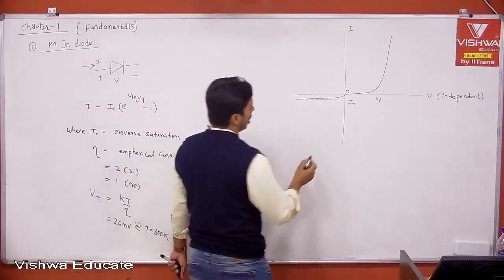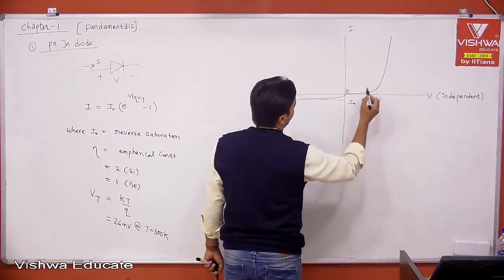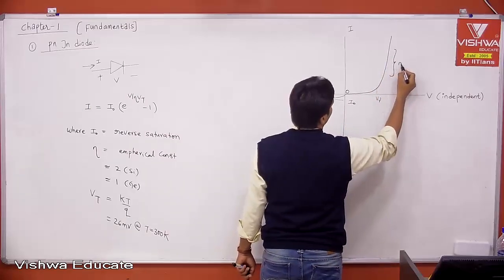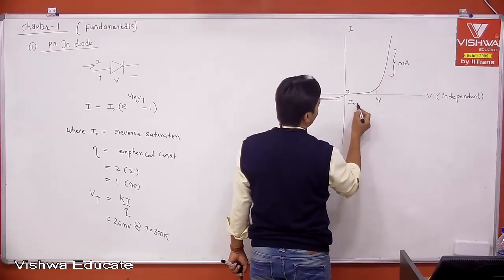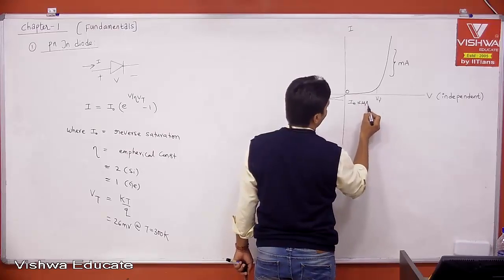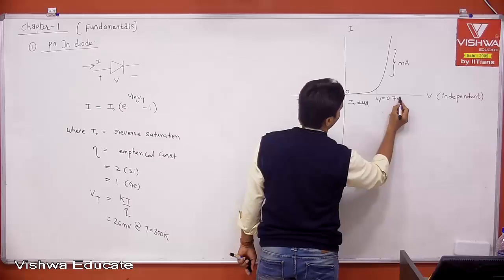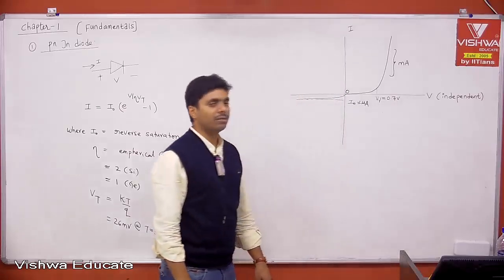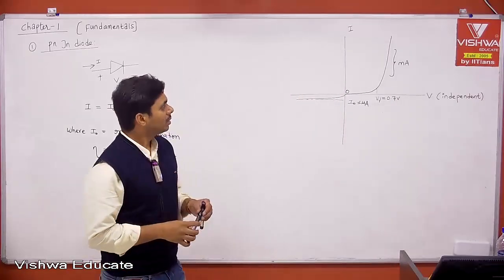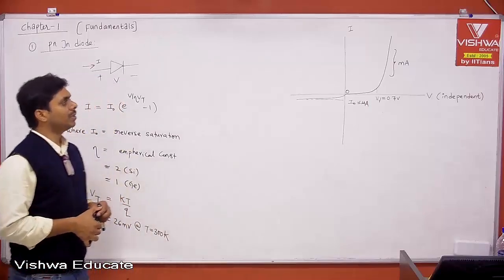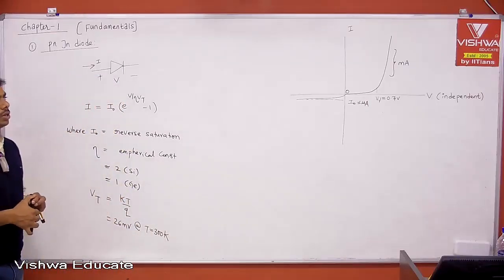If you ask me, the forward current will be in the order of milliampere, and this I naught will be in the order of microampere. And then V gamma, the typical value is 0.7 volt. The typical value, not necessarily always 0.7. Okay. Therefore, this is your PN junction diode VI characteristics.